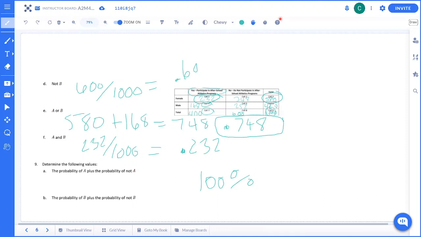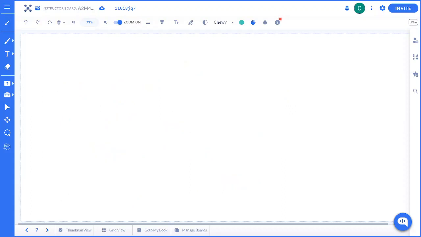So, what's the probability of B plus the probability of not B? Same thing. It's going to be the same thing, because you're accounting for every possibility, those that do participate and those that do not participate. And those are the only thing that we question people on.